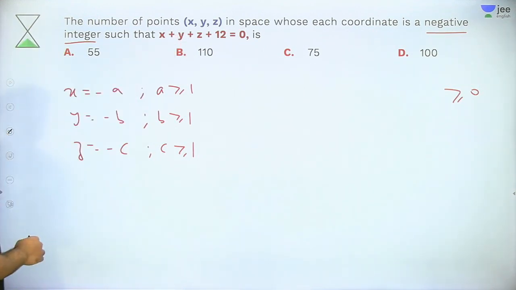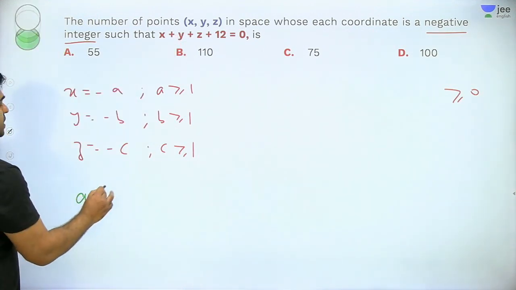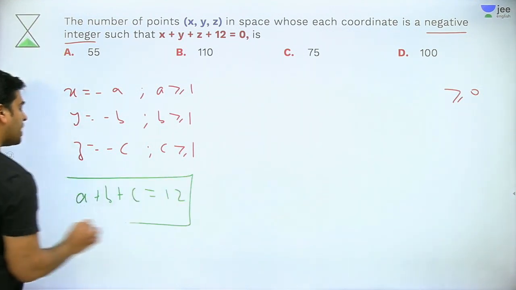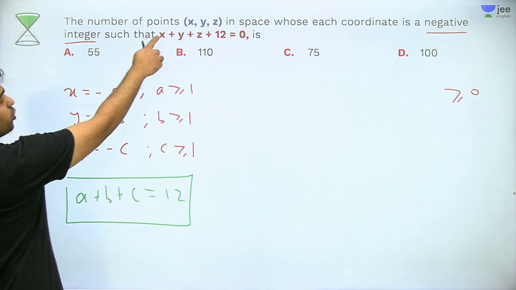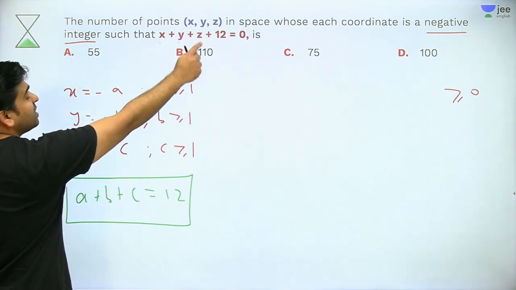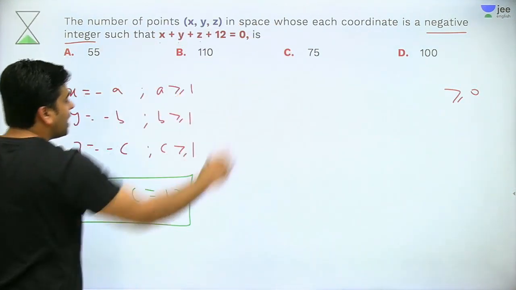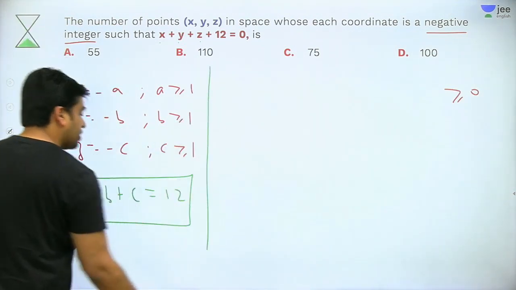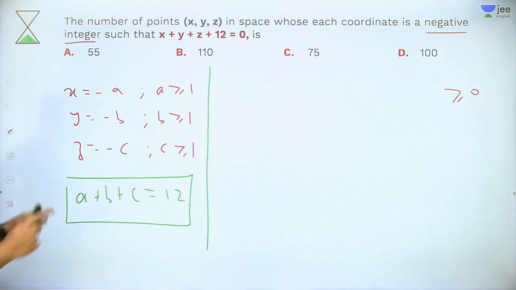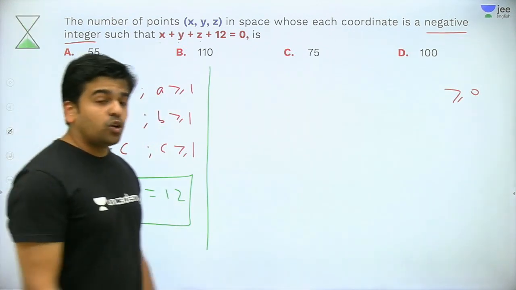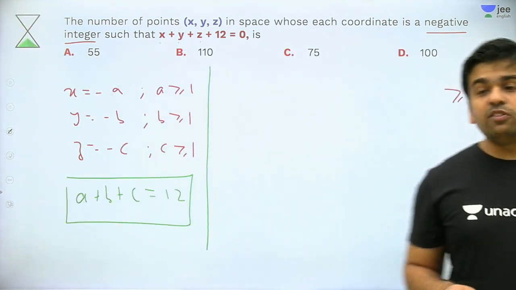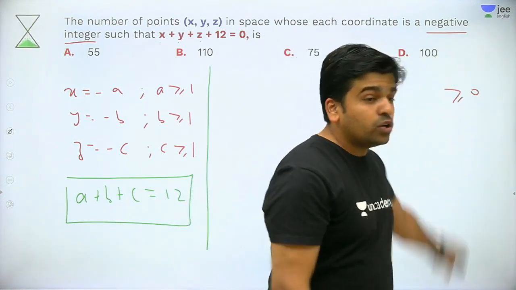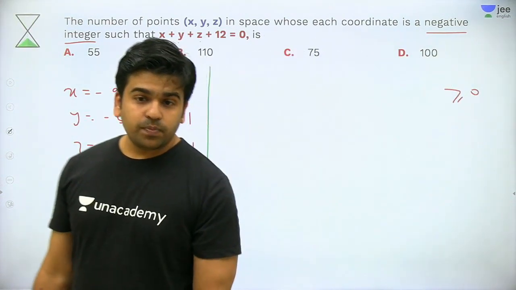My new equation will become a plus b plus c equal to 12. Are you guys able to imagine this? I will substitute -a here, -b here, -c here. a, b, c will go on that side, and I will get a plus b plus c is equal to 12. So this is the equation. But the condition on the variables is still not right. The condition on the variables which I am trying to solve should always be greater than or equal to 0 to apply the partition method.